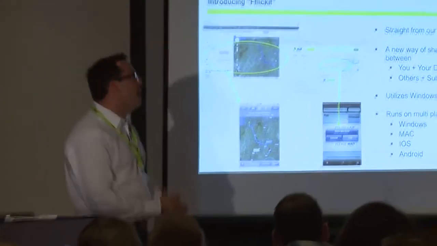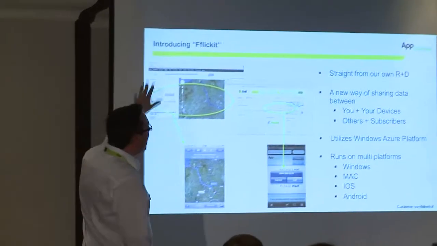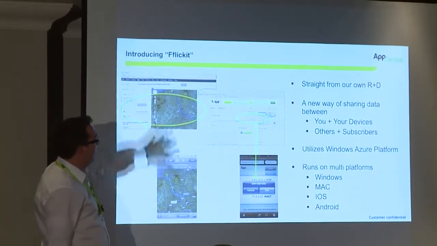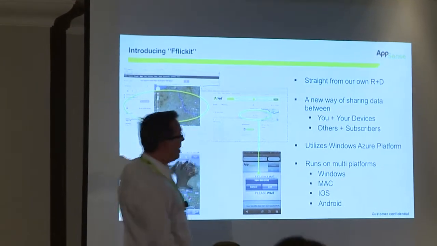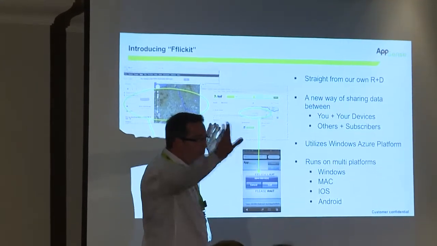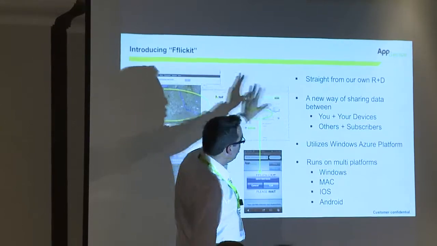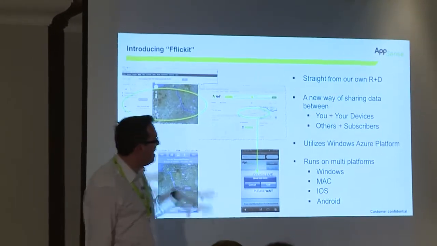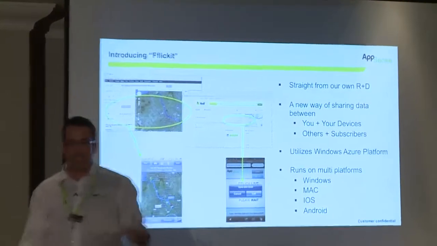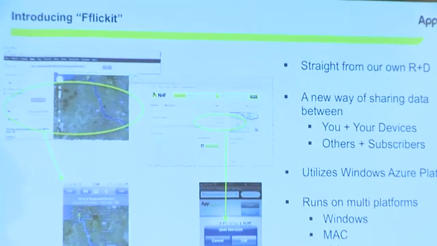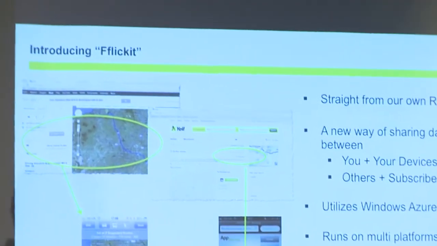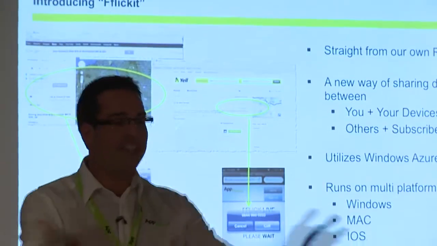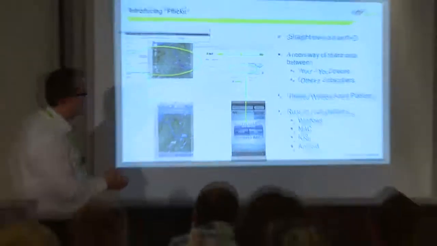Okay, so it's got two Ss. Flickit. So, straight from R&D. Again, I can't apologise enough. All the way from Warrington. For these screens, you can't see them, I apologise at the back. Straight from R&D, it sits on an Azure cloud-based system and allows me to do a couple of things. It allows me to share information between me and my devices, and the next step is to share information between me and anybody that decides to subscribe to me.